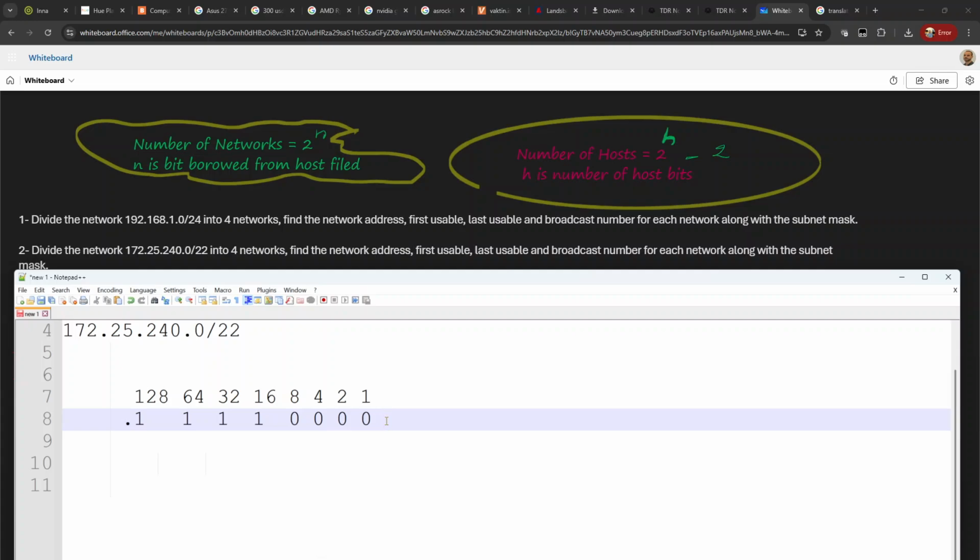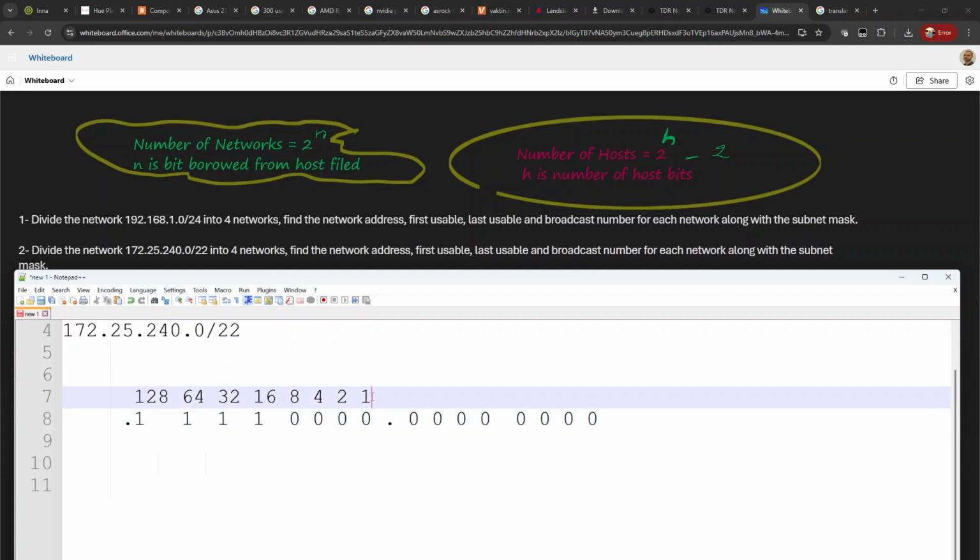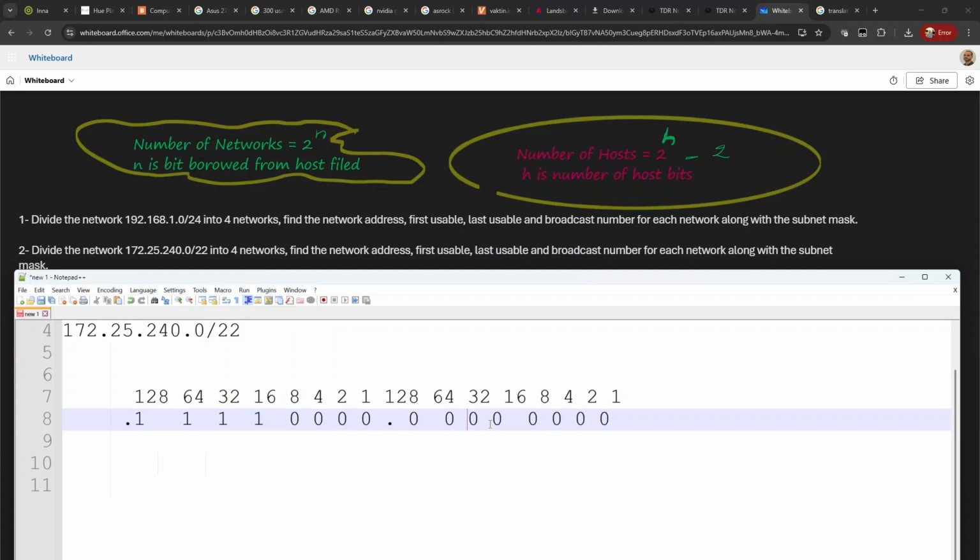This is the first octet, and then I'm going to write the second octet. So I'm writing the 240 and the 0 as well. 0 is 8 zeros right here. Then I can copy the base of 2 and paste it on the top, and make those bits line up. Okay, so we are good.